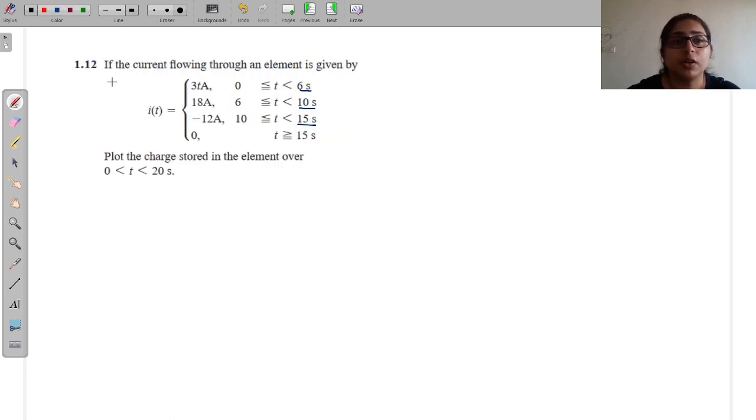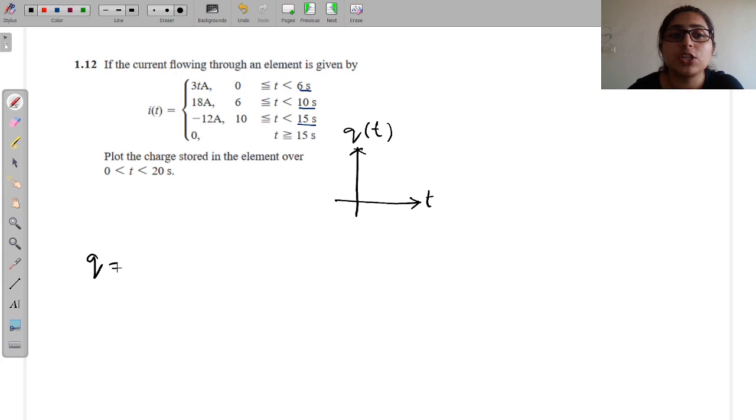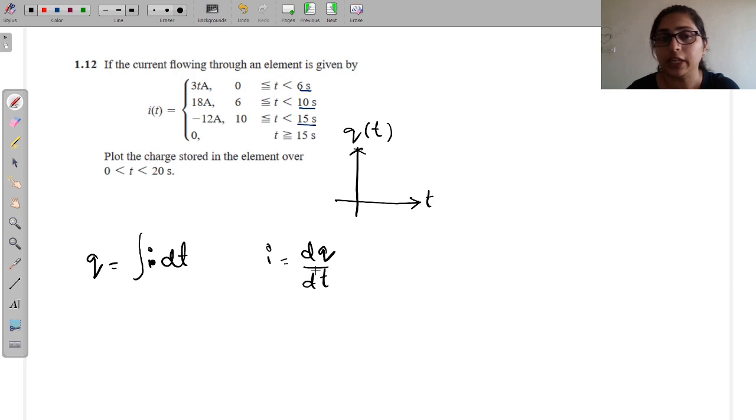Let us see this question now. If the current flowing through an element is given by this expression, we have to plot the charge stored in the element. That means you have to find Q of T versus T. For that we have to find the expressions for the charge for this particular duration of time. The expression for charge will be the integration of current, because we know I is equal to dq by dt. So finding the charge will be the reverse process of differentiation, and that will be your integration.